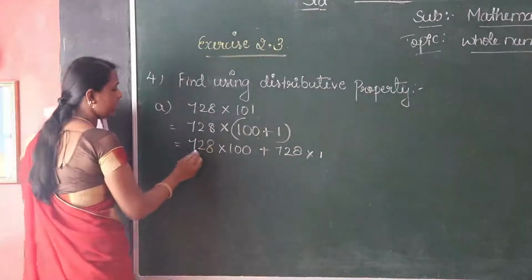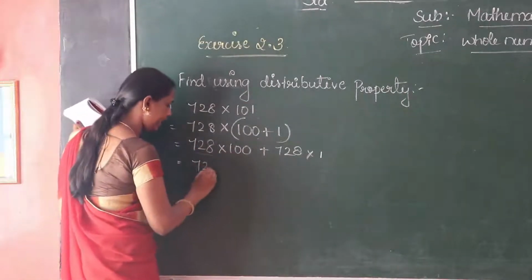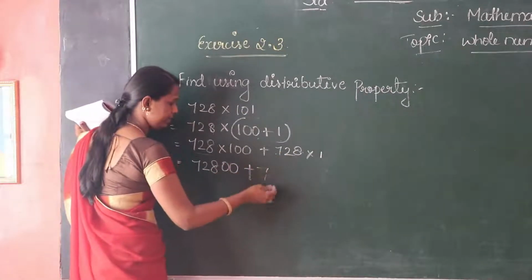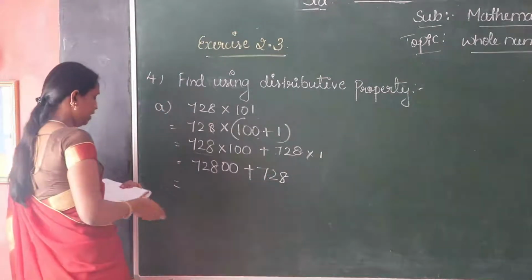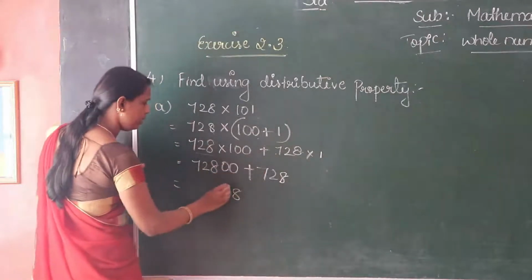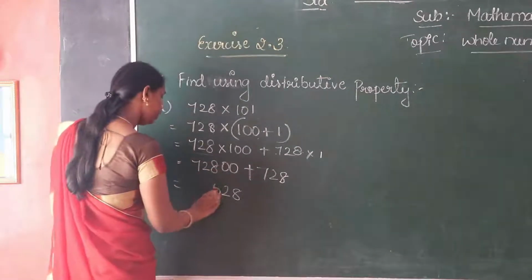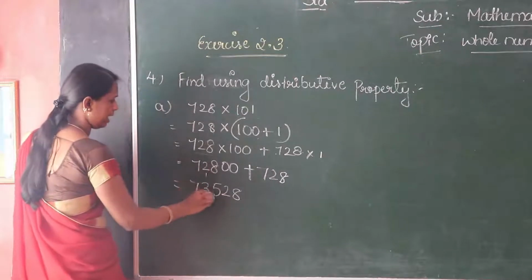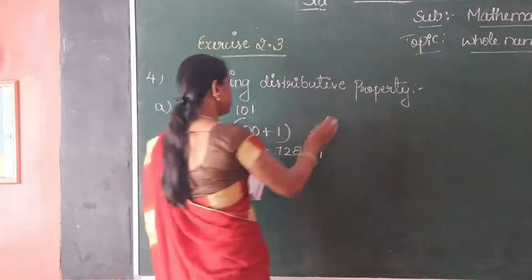Answer for this, directly we have to multiply 728 into 1, you get 728, remaining 2 zeros plus 728. So do the addition: 8 plus 0, 8; 2 plus 0, 2; 7 plus 8, 15, for that one 5, 1 carry; 1 plus 2, 3; 7. Answer is 73,528.